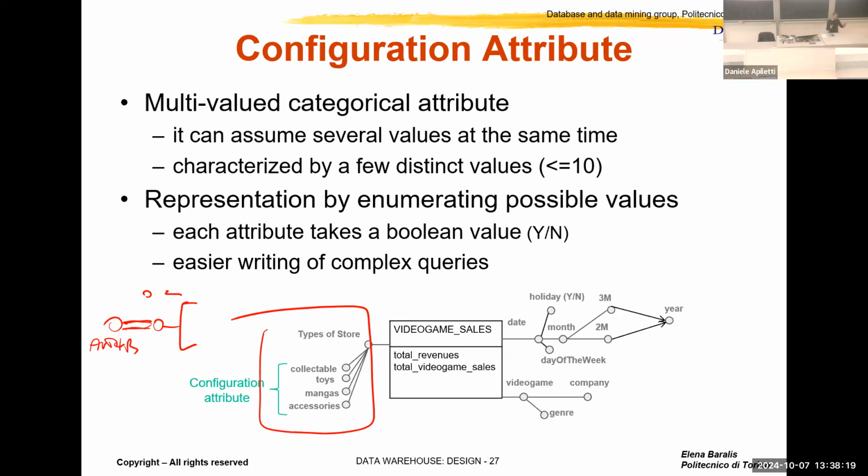So in both cases, you are associating, in one case, the book, in the other case, the store, to something which has a multiple possibility of being evaluated. So the store can be selling toys and mangas and accessories, or toys and mangas, or toys and accessories, or collectible, and so on. So you can have any combination of these four items. So it's a kind of multiple relationship. The book can have many authors.